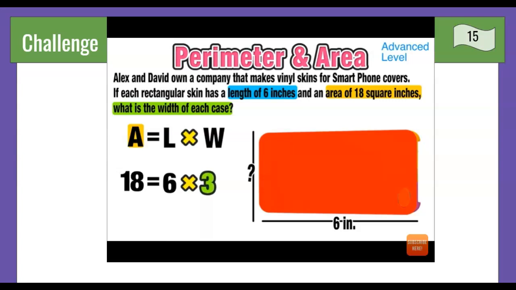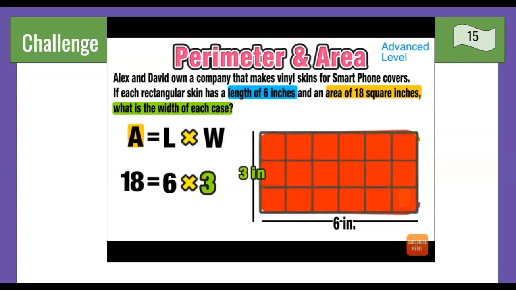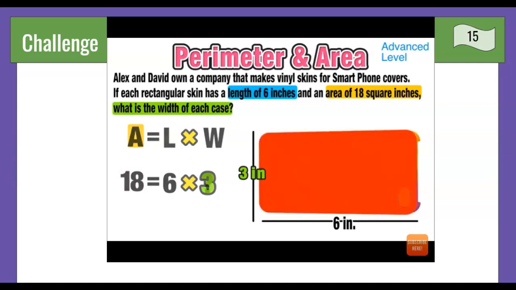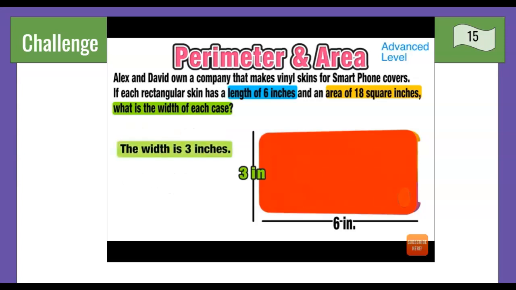Now, if you guessed 3, you are correct, since the area 18 is equal to the product of 6 and 3. So we can say that the width of each case is 3 inches, and we can visualize why each case has an area of 18 square inches. So again, we answered the question that the width is just 3 inches, and we are done.